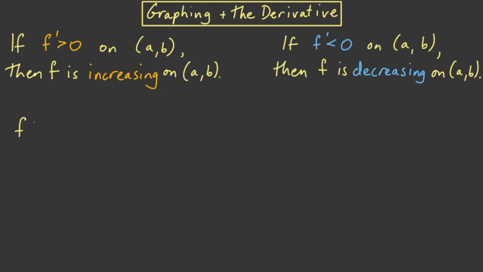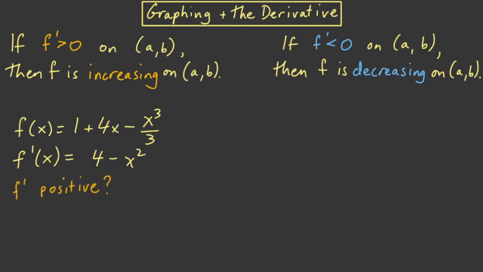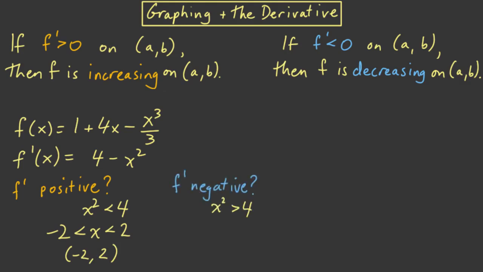So for instance, maybe f of x is the function 1 plus 4x minus x cubed over 3. And here, f prime of x is 4 minus x squared, and we can tell when this is positive and when it's negative. The derivative is positive when x squared is less than 4, and that happens when x is between 2 and minus 2. So on the interval minus 2 to 2. And the derivative is negative when x squared is greater than 4. So that's on the intervals from minus infinity to minus 2, and from 2 to infinity.